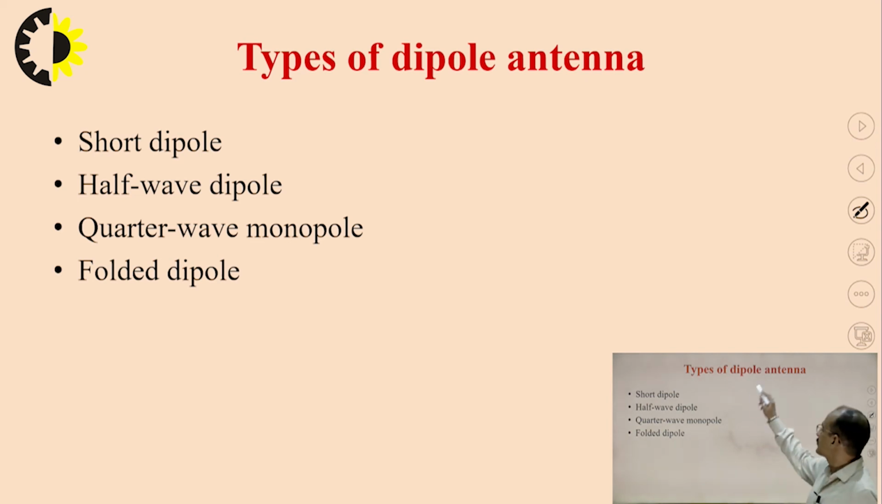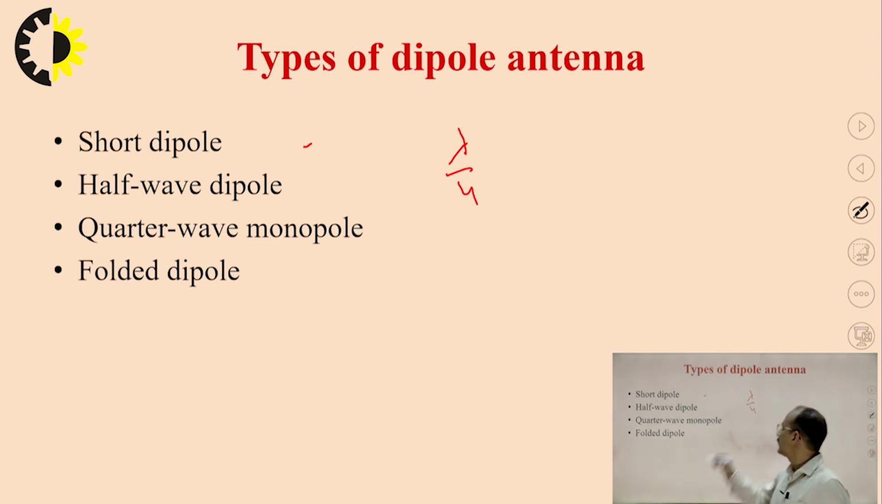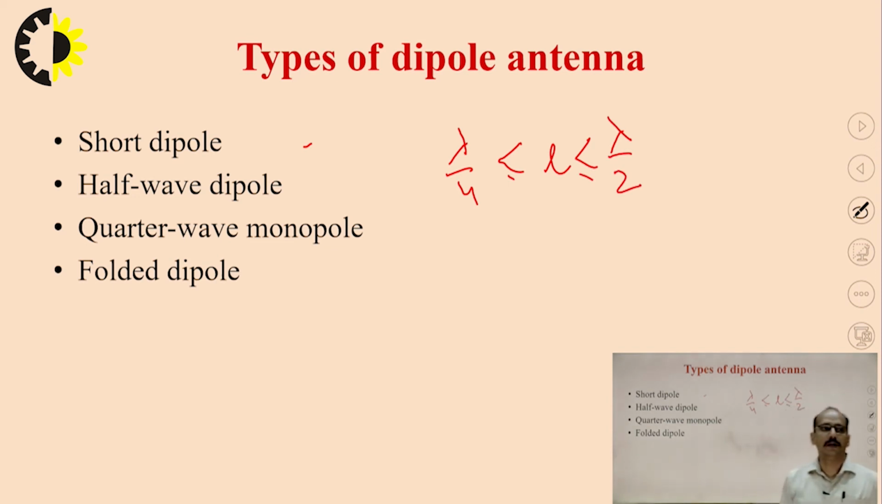Then the types of dipole antenna used by the satellite are: the short dipole, which is somewhat less than lambda by 2, with length between lambda by 2 and lambda by 4; similarly the half wave dipole; the quarter wave monopole, basically lambda by 4; and the folded dipole.